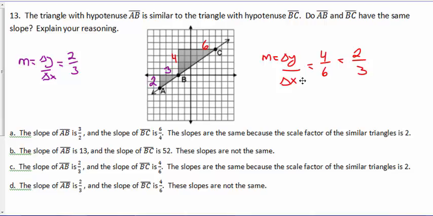Okay, so the slope of AB is 3/2. No, we said 2/3. So what they've done is they made a mistake, and so if you grab this one, you put your x on top and your y on the bottom. The slope of AB is 13 and BC is 52. No. The slope of AB is 2/3 and the slope of BC is 4/6. The slopes are the same because the scale factor of the similar triangles is 2.